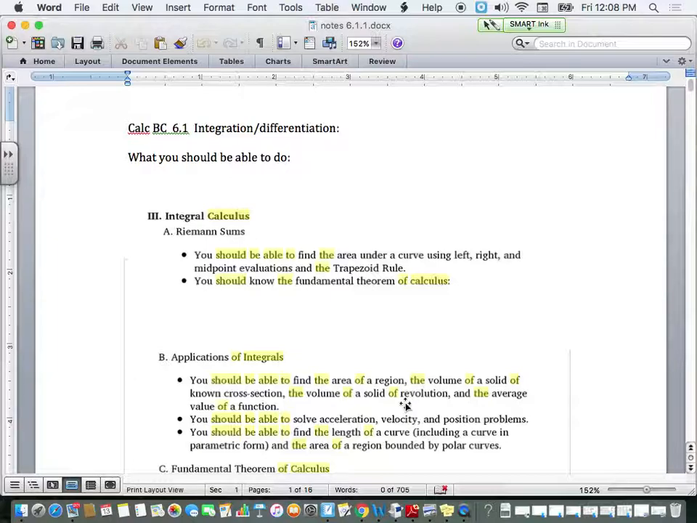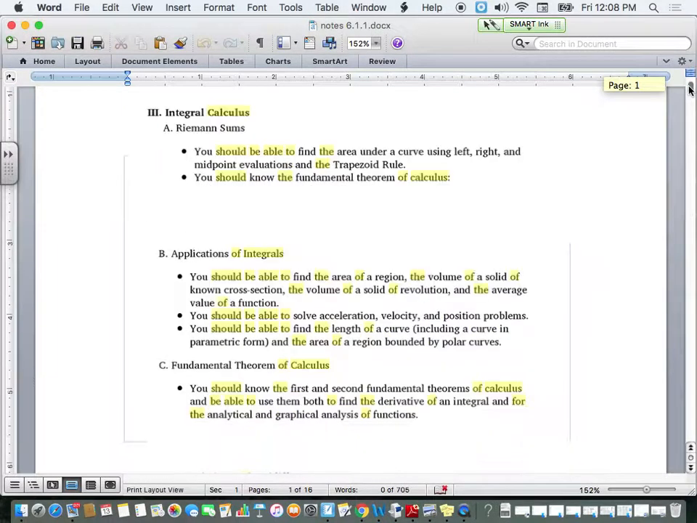Okay, all right. So what you should be able to do in integral calculus: you should be able to do a Riemann sum. We've done those. Find the area under a curve using left, right, midpoint evaluations, and trapezoids. We've done all that, usually with a table. You should know the fundamental theorem of calculus. Do you know what the fundamental theorem of calculus is?